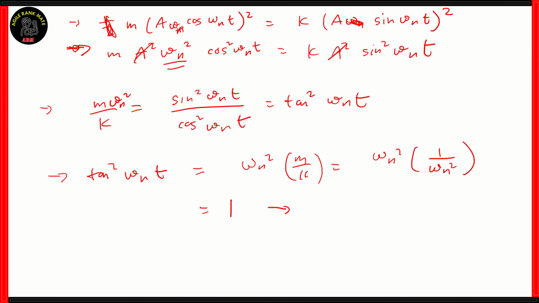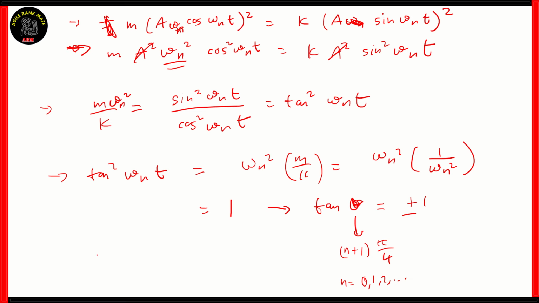So what does this mean? If tan squared theta is 1, then the value of tan theta would be plus 1 or minus 1, which means that the value of theta undergoes the equation (2n plus 1) times pi by 4, where n refers to the set of whole numbers. So that means theta's values can range from pi by 4 to 3 pi by 4 to 5 pi by 4 and so on. So those are the values of theta at which tan squared omega n t equals 1.